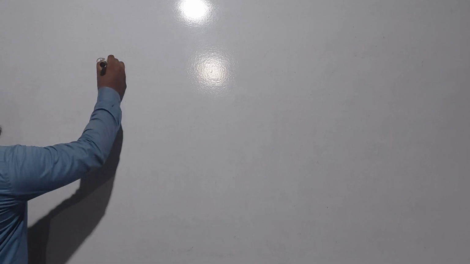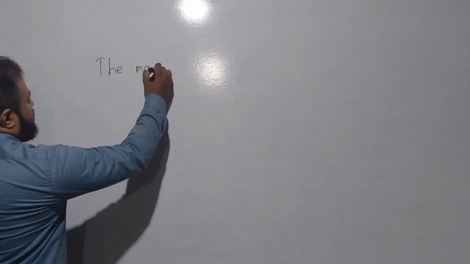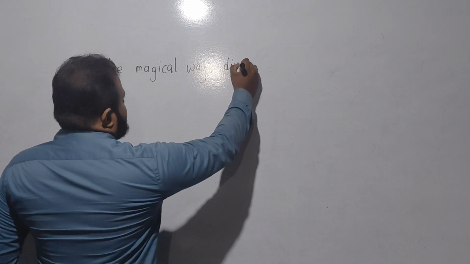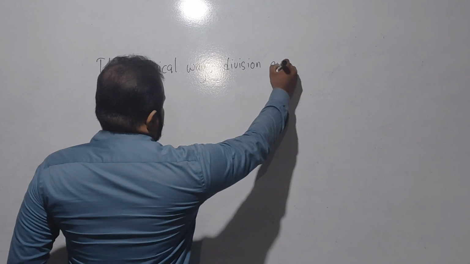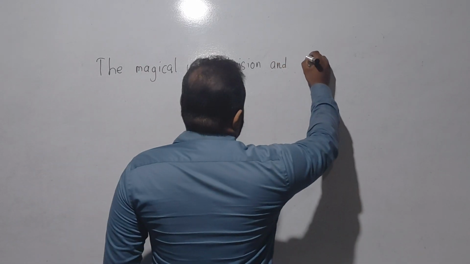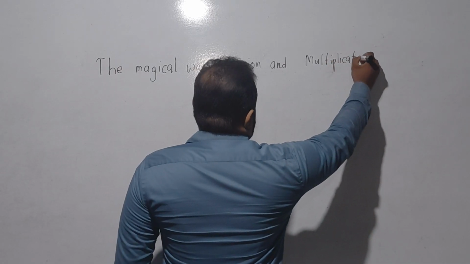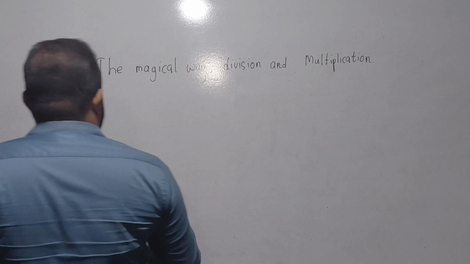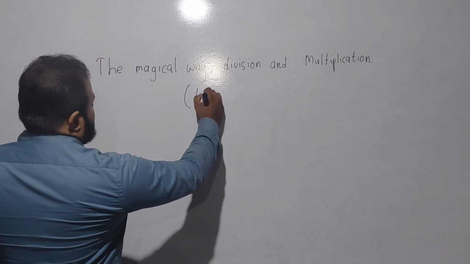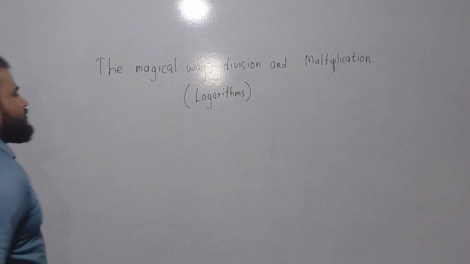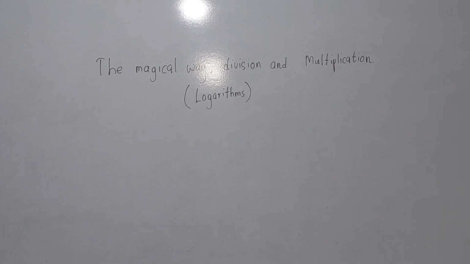Okay, dear students, today we are discussing the magical way of division and multiplication. This method is called logarithms. Okay, logarithms. First, I will teach you division. After that, I will teach you multiplication.